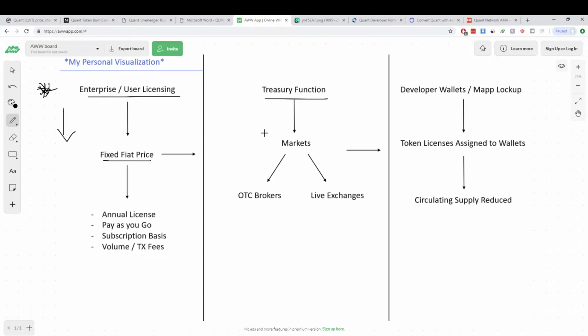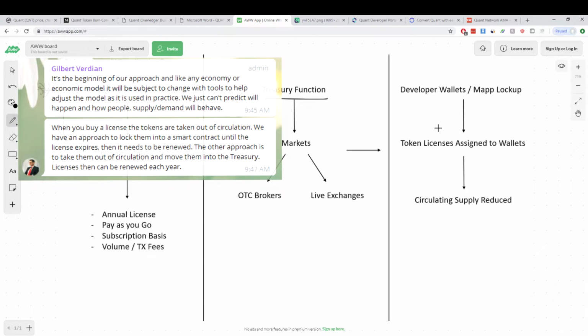But regardless, this $10,000 is now buy demand for the token, right? That's what it is, it's buy demand. And so it picks up some tokens in the treasury function and it gets sent over here to the developer wallet or the map user wallet and it's locked up. Now I will throw up a screenshot right here showing Gilbert talking about how they've actually got a process in place that once these licensing tokens are bought, they're locked up in a smart contract for the period of the license.